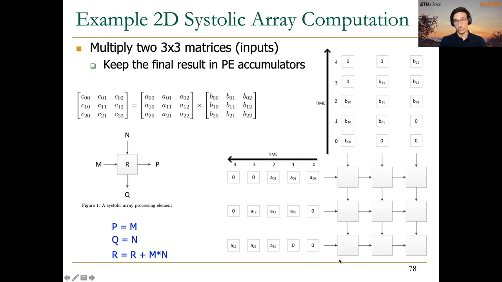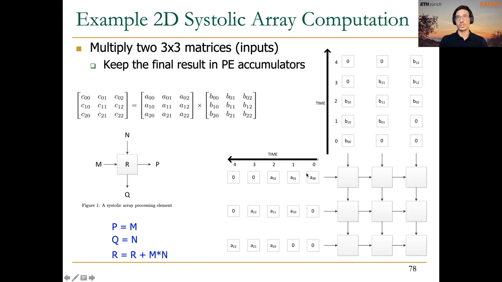In this case, we need to use a systolic array of 3x3 elements. And for example, if we want to see how to compute this element 0,0, as you know, we obtain this element 0,0 by performing the dot product of this row of A and this column of B. So what we do in the systolic array is that every single cycle, we input a new value from matrix A and from matrix B.